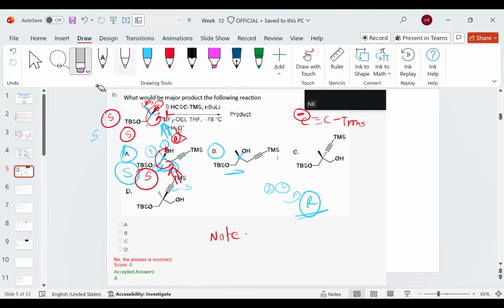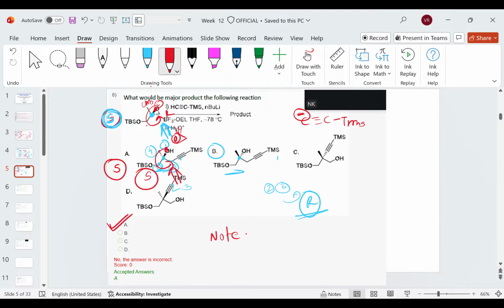Only if you copy this structure and put it in front of the camera can you get the configuration for this one. Then you can identify why it has the S configuration, not the R. So the actual configuration for the starting material is S configuration. Sorry, I just made a mistake. So the starting configuration for this chiral center is S configuration, and if you look at the product, it also has the S configuration. So the configuration of the product is also S. Therefore, answer A is the correct answer.